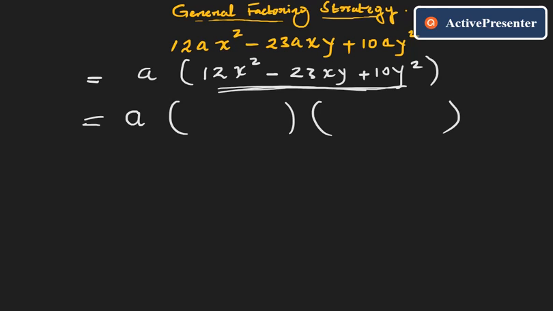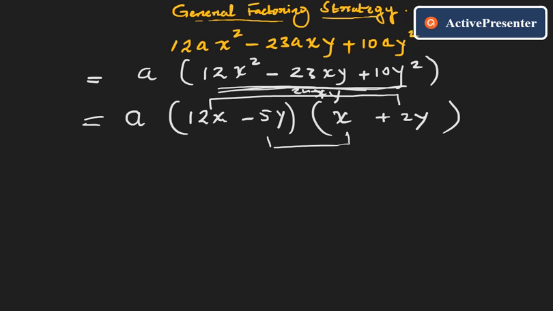Now we have 12x here and x here. This is the trial method of factoring. What are the two numbers that, if you multiply together, you will get 10y squared? 12x and 2y, this is 24xy. Okay, what about this? Here we have minus 5xy.